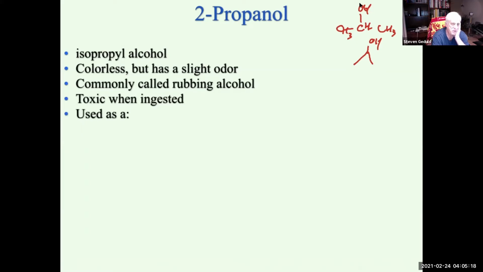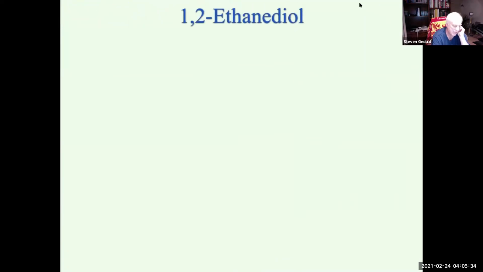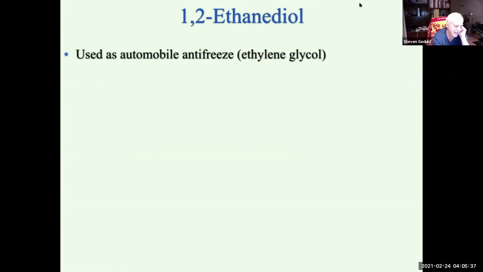Okay. It is used as a disinfectant, astringent, to stop bleeding, and as an industrial solvent, because things will dissolve in it. It's polar. And 1,2-ethane diol is antifreeze. So ethane is 2 carbons. Diol, 1 and 2. CH2, CH2. Okay. That's 1,2-ethane diol. That's ethylene glycol. That's antifreeze.